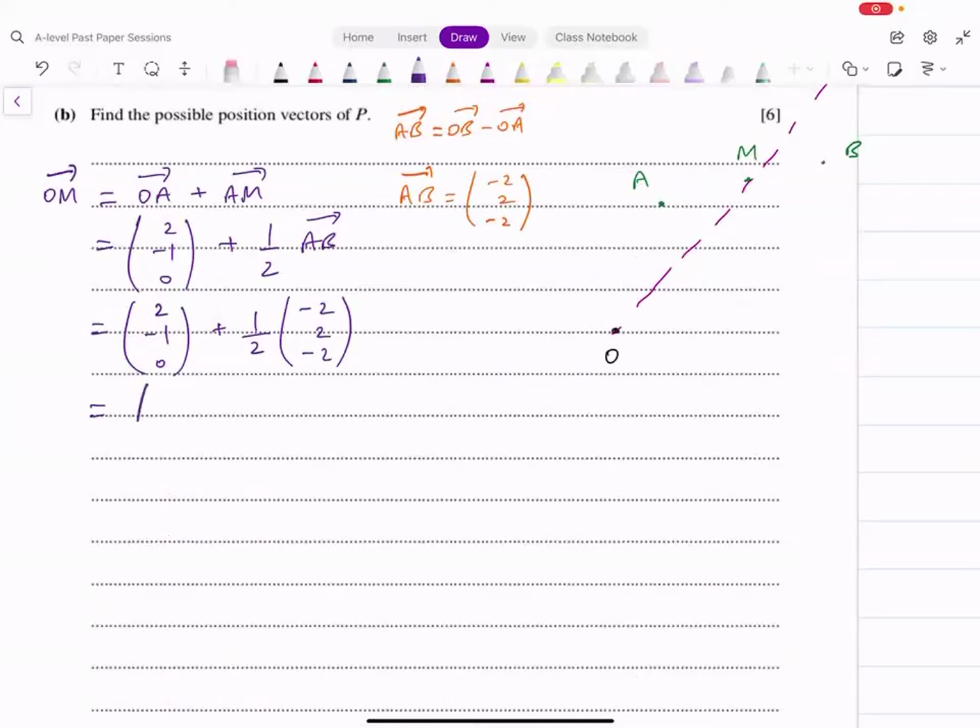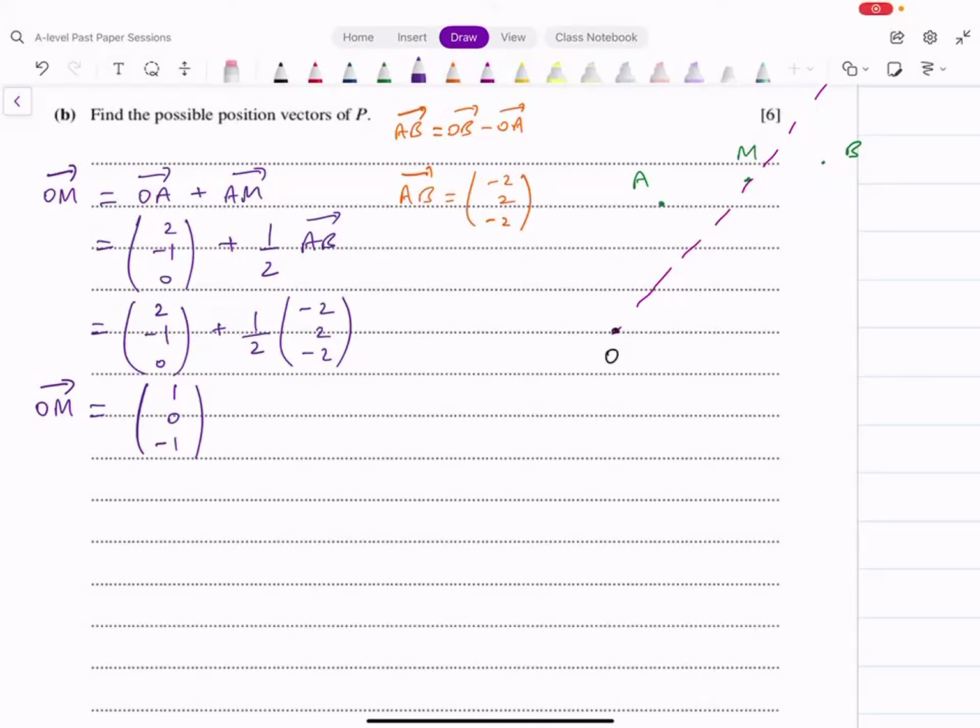Let's evaluate this. 2 minus 1, ये मेरे पास आ जाएगा 1, -1 plus 1, that's going to be 0, 0 minus 1, that's going to be -1. OM vector सबसे पहले आपने निकाल लिया. This turns out to be 1, 0, -1. ठीक है, ये पहली चीज आ गई.